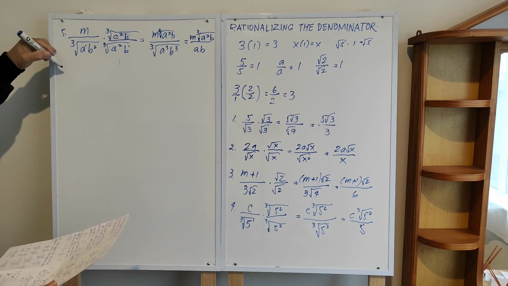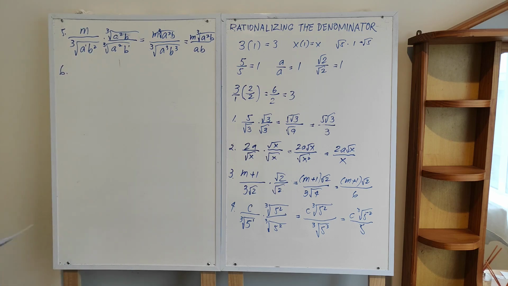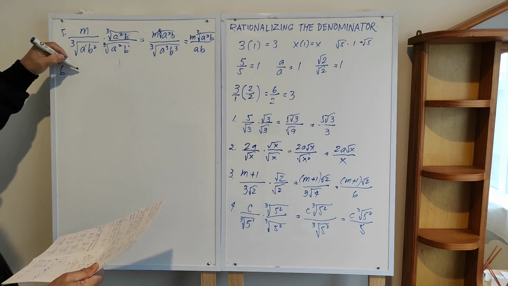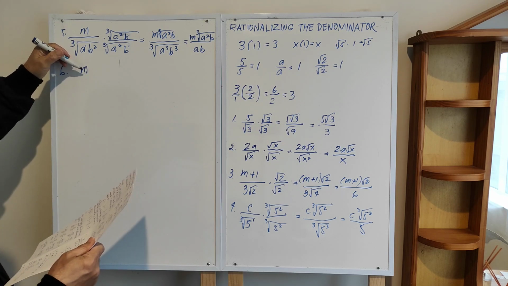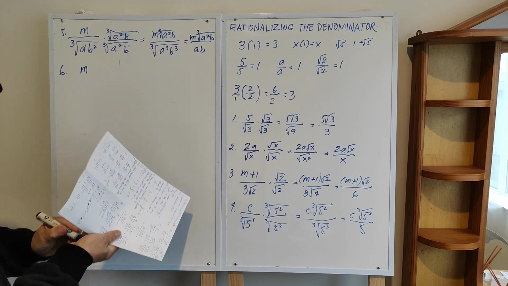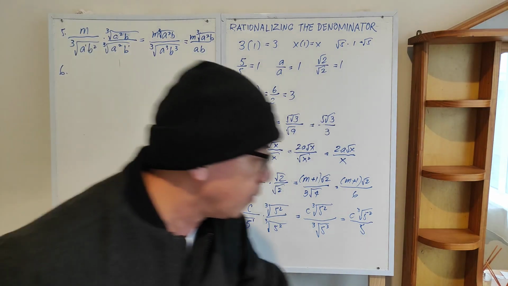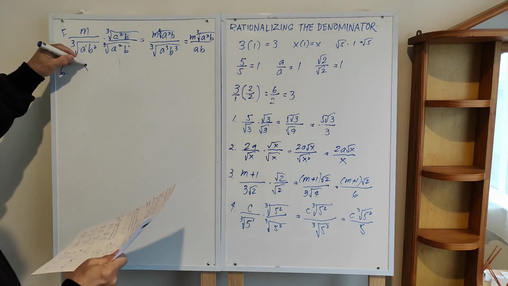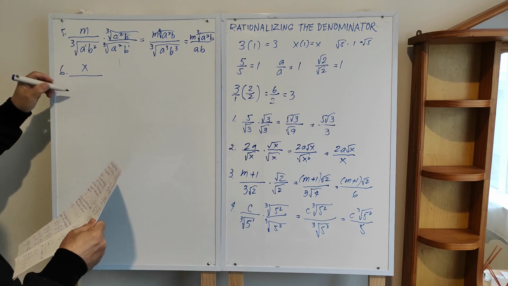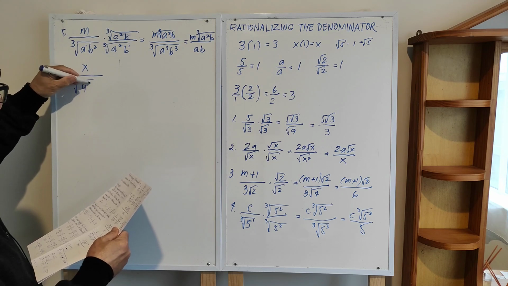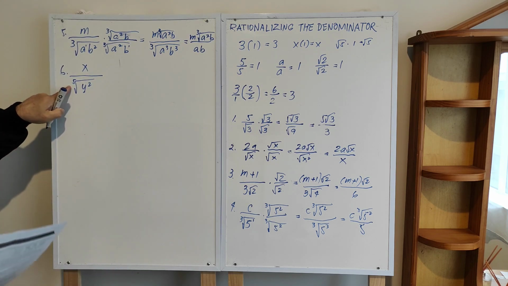Example 6. It doesn't have to be square root and cube root. It could be higher, like 6. Let's change it into an x. X over the fifth root of y squared. So now this is a fifth root.